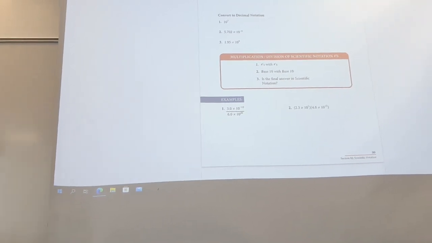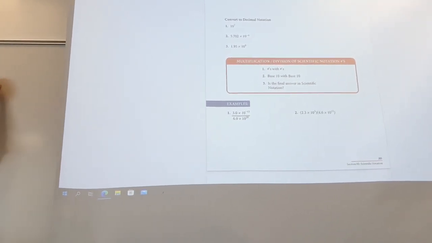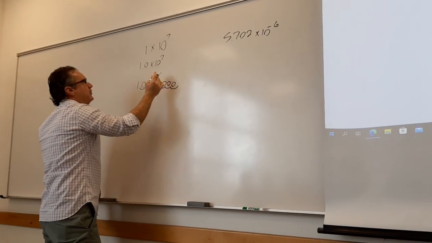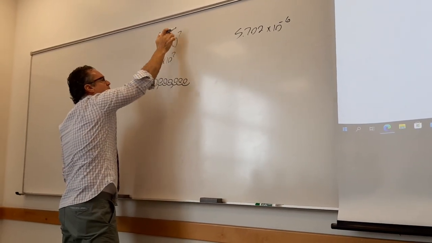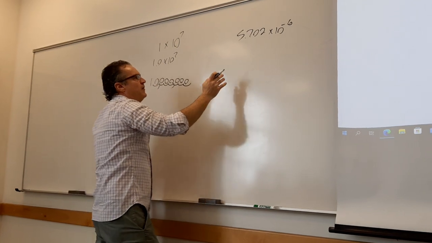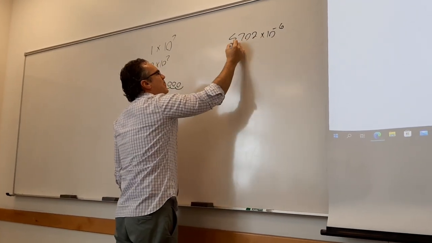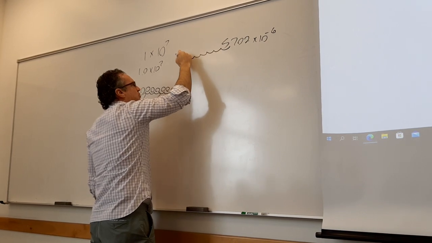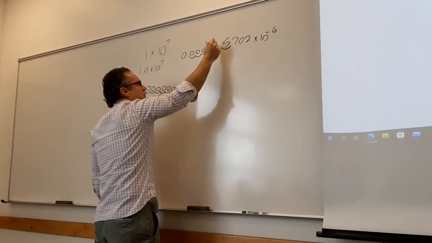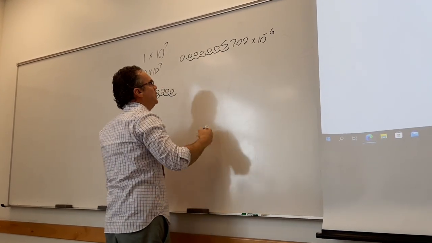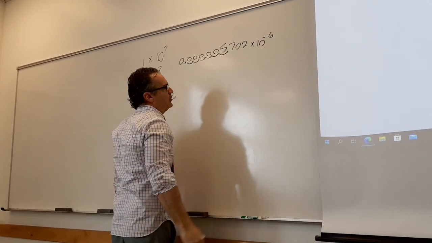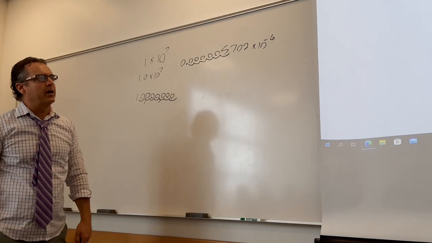5.702 times 10 to the negative 6. So notice on this one I moved it to the left because, see, this one is positive, I need my number to be bigger than 1. This one is a negative, so I need my number to be less than 1, so I'm going this way. 1, 2, 3, 4, 5, 6. 0.000005702. You should have 5 zeros in front of this 5702, right? You guys cool with that? Say what if you got it right.